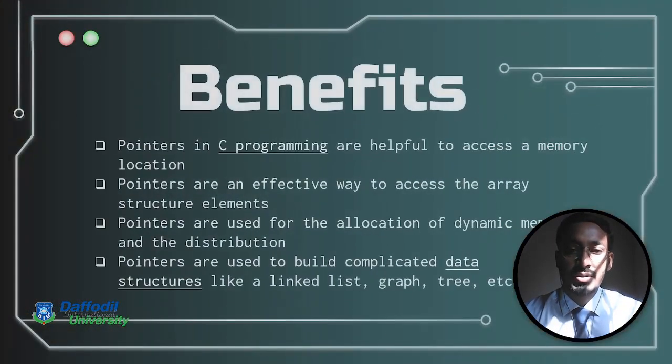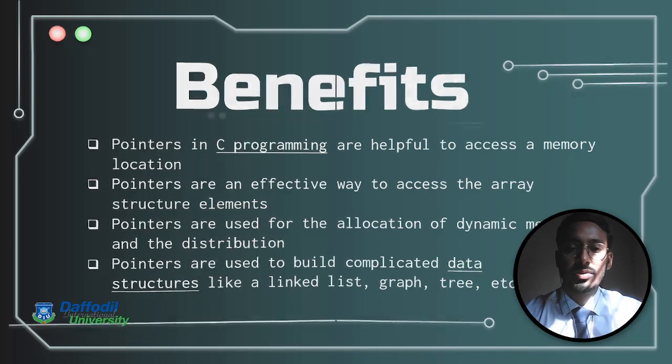Now let's talk about the benefits of pointers. Pointers in a C program are helpful to access a memory location. Pointers are an effective way to access array and structure elements. Pointers are used for the allocation and deallocation of dynamic memory. Pointers are used to build complicated data structures like a linked list, graph, tree, etc.